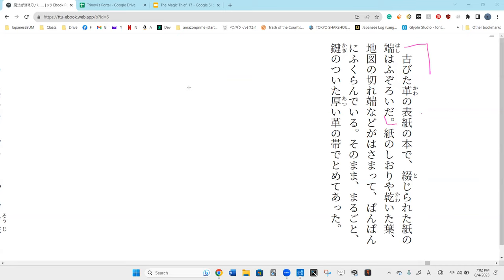The edge of the paper that was bound is uneven. Fuzoroida. And what else do we know about this book? The book with a leather cover that is used, it looks that old. It was worn.